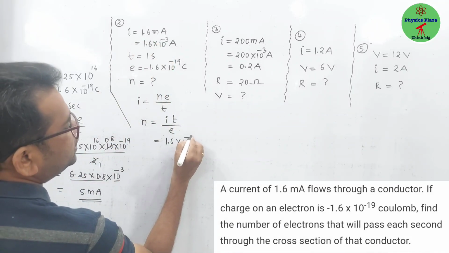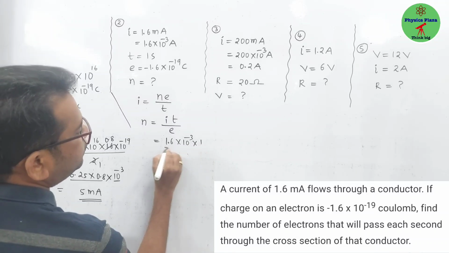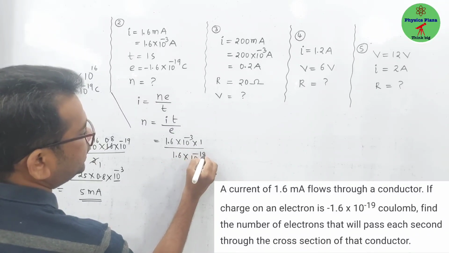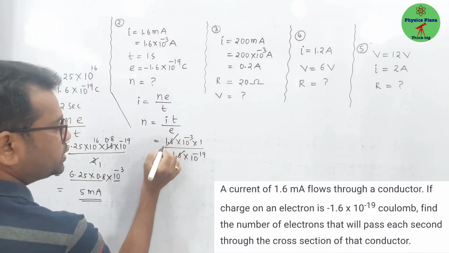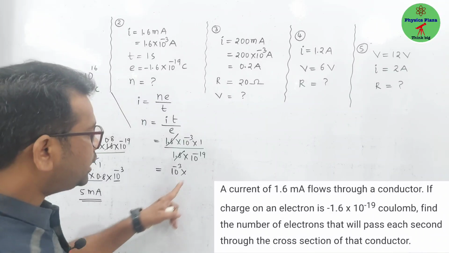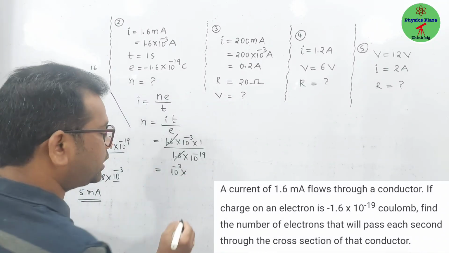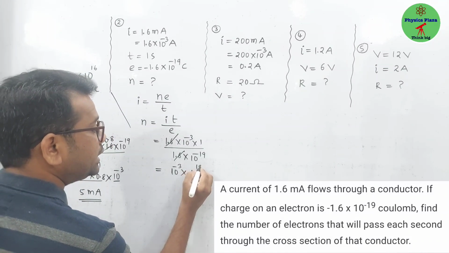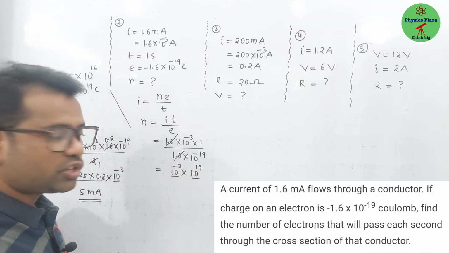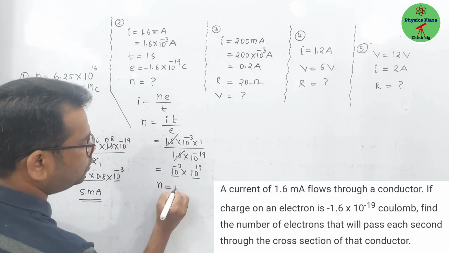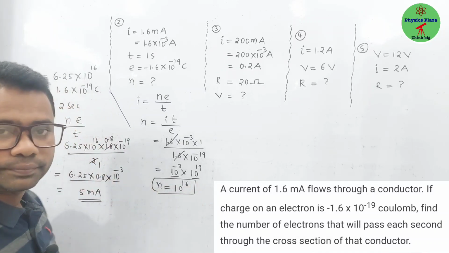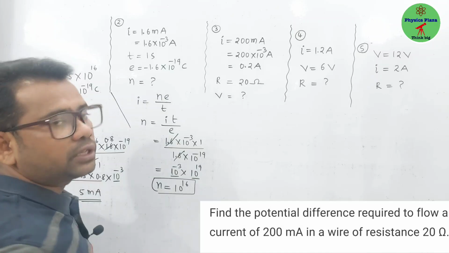1.6 into 10 power minus 3 into 1 second by 1.6 into 10 power minus 19 coulombs. 1.6 cancels. In the numerator 10 power minus 3, children, in the denominator 10 power minus 19. Take this to the numerator, it will become 10 power 19. As the bases are the same, powers should be added. Minus 3 plus 19, 16. So here N is equal to 10 power 16. Means what? These many electrons should flow. Okay, fine. Come to the third numerical.